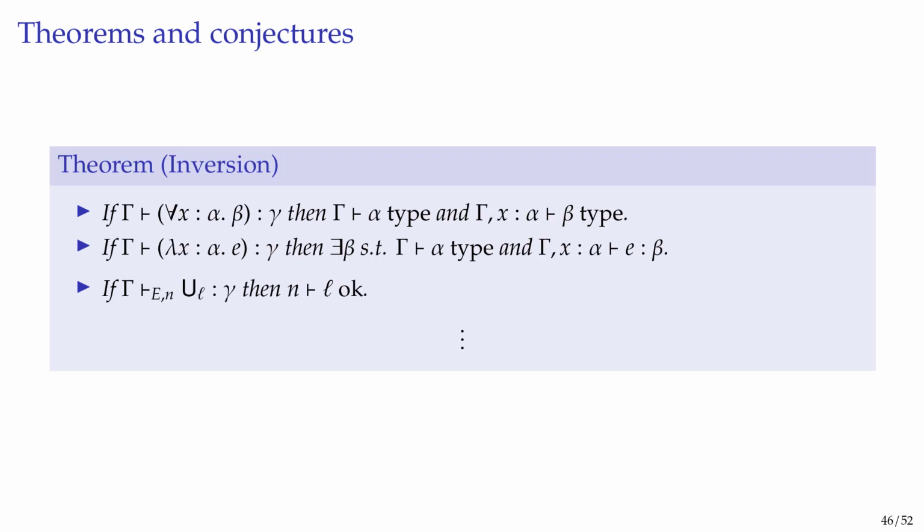We also have inversion rules. So this says that if you can derive that a for all type has any type at all, it doesn't really matter what it is, then the inputs to the for all rule hold for it. And this you can just prove by induction.